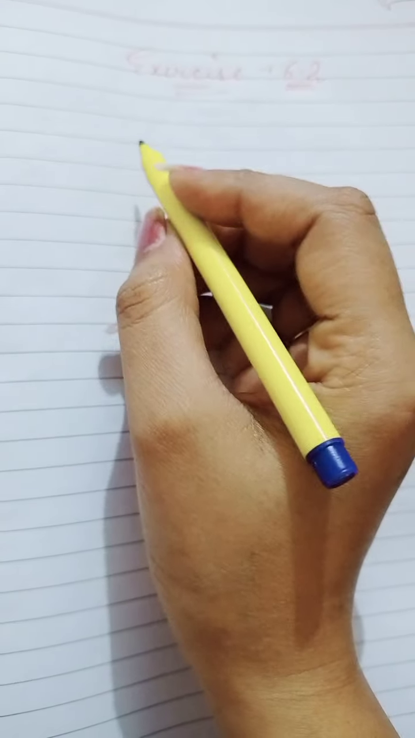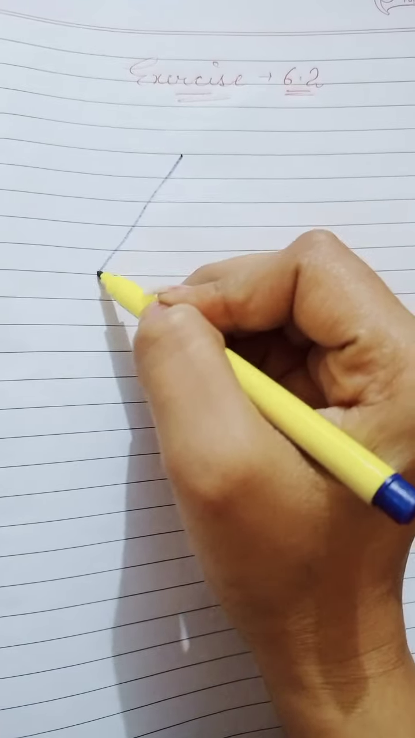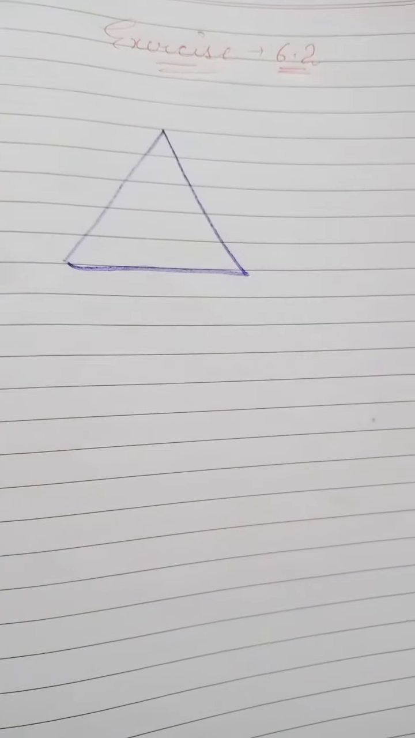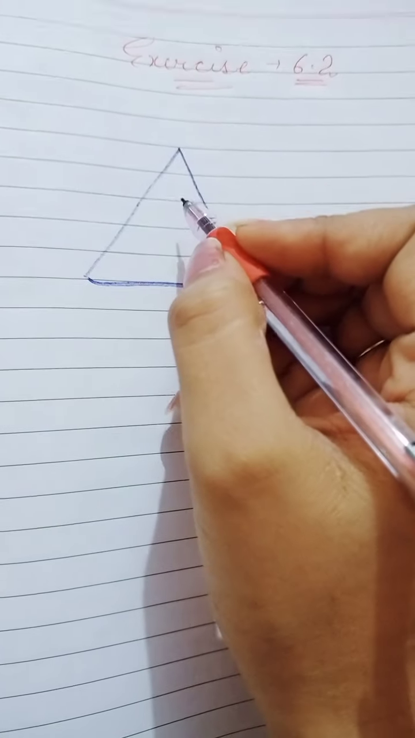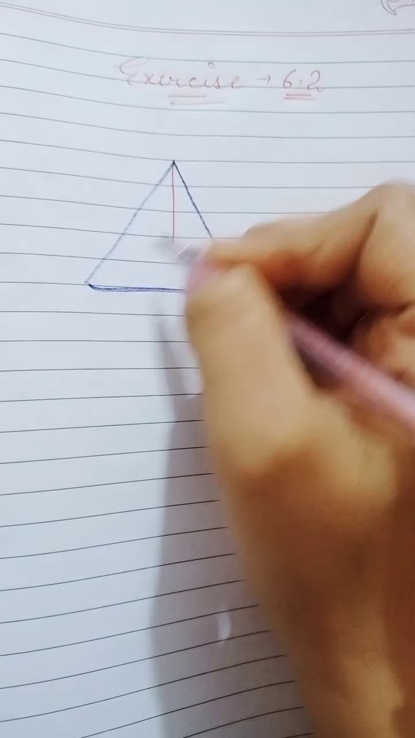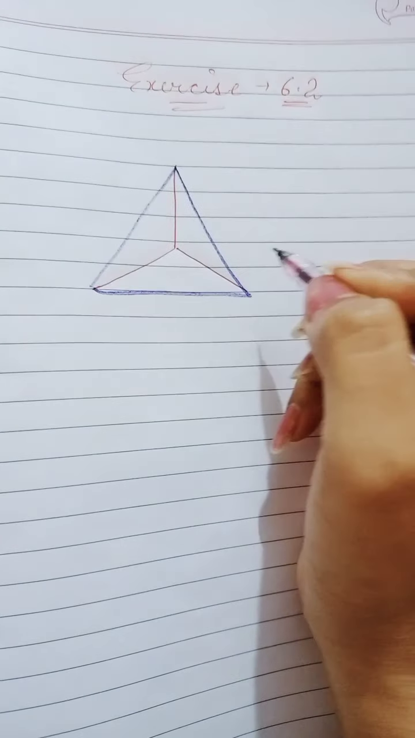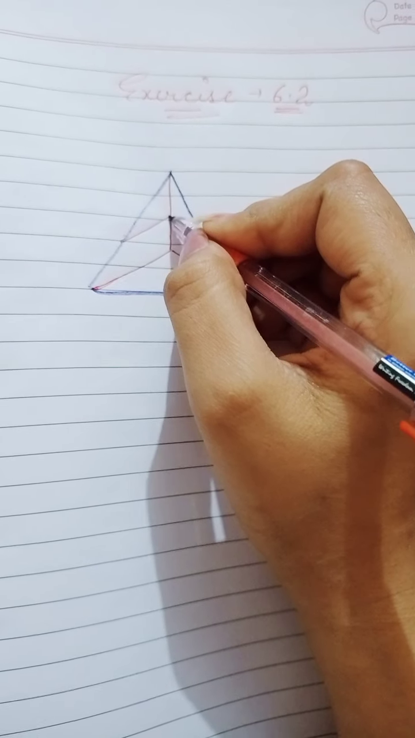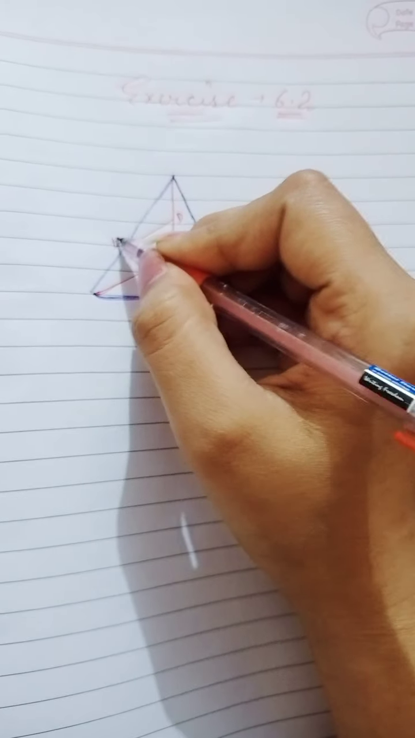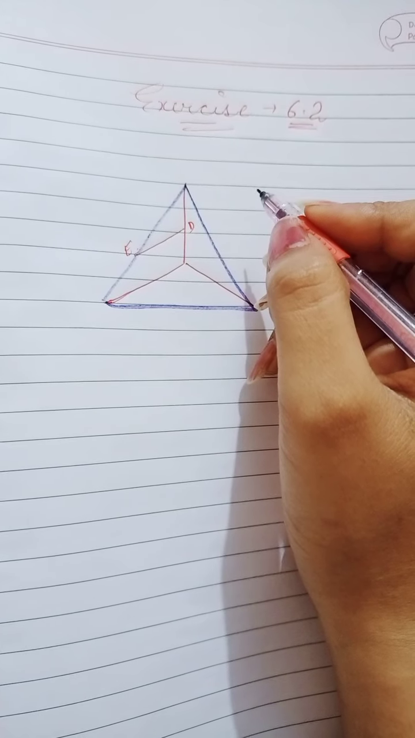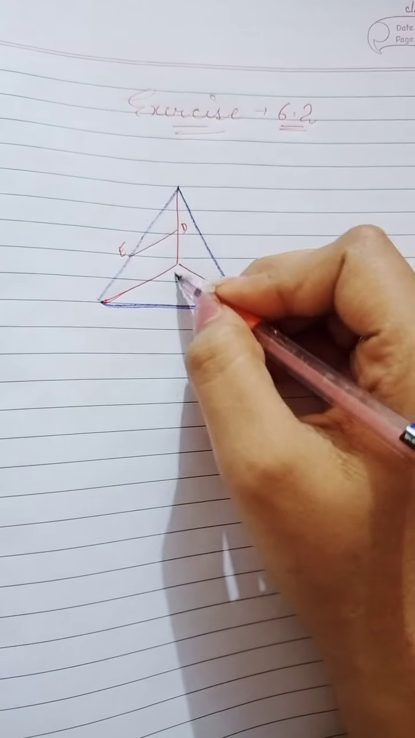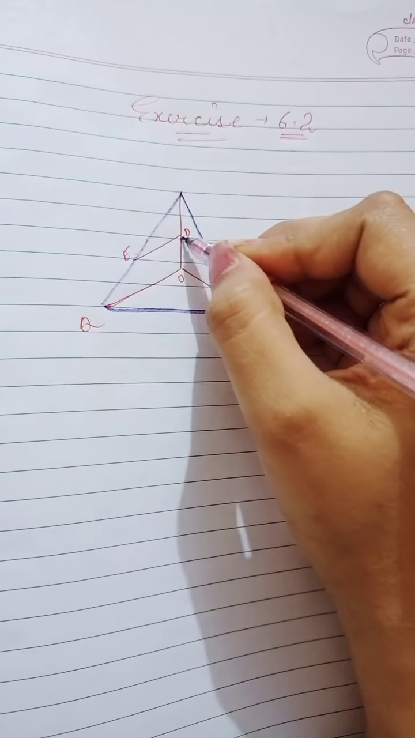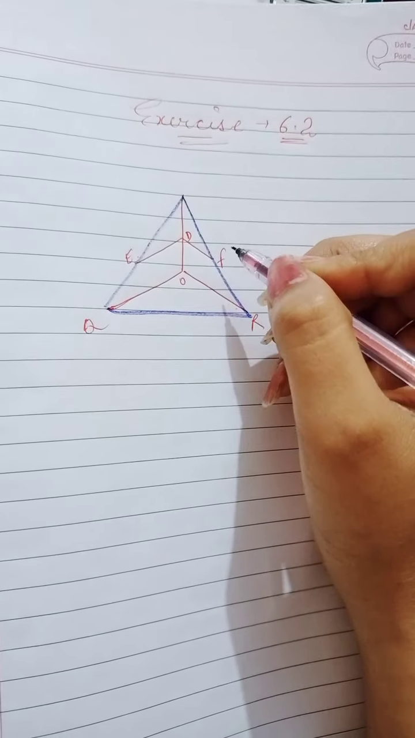What's the question? A triangle PQR is given to you, and this figure is given to you. In this figure, the line DE is parallel to QR, and DF is parallel to QR.